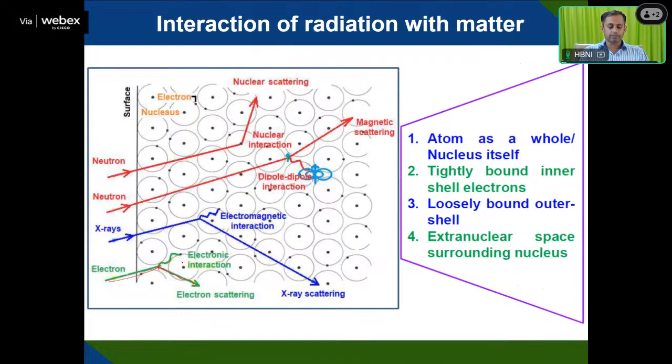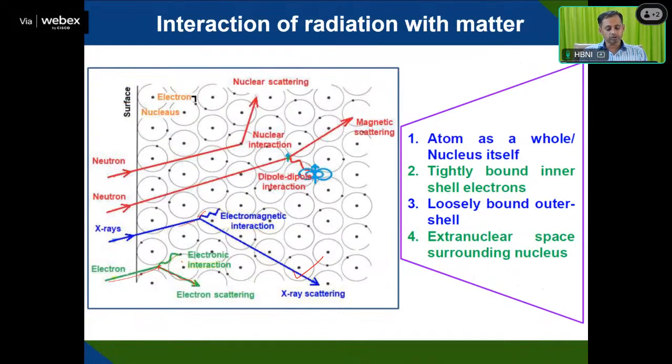with the material. The electron scattering can be either elastic or inelastic. Similarly with X-rays, there will be electromagnetic interaction, and at the same time X-ray scattering is possible. The X-ray will come, and on the top surface the electrons will be there in the outer shell, so it can be scattered immediately or it can interact with them.